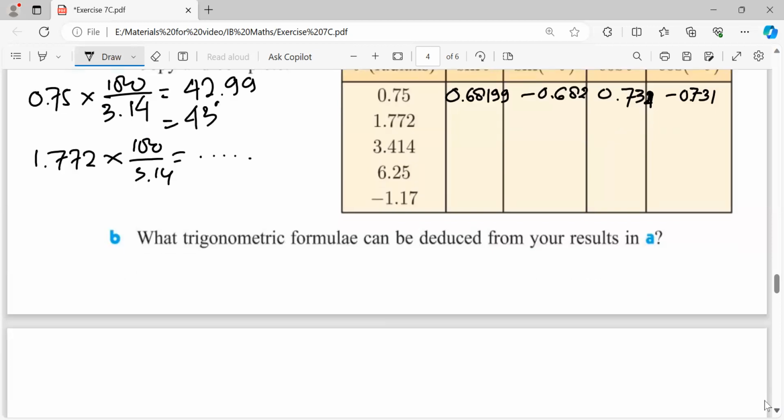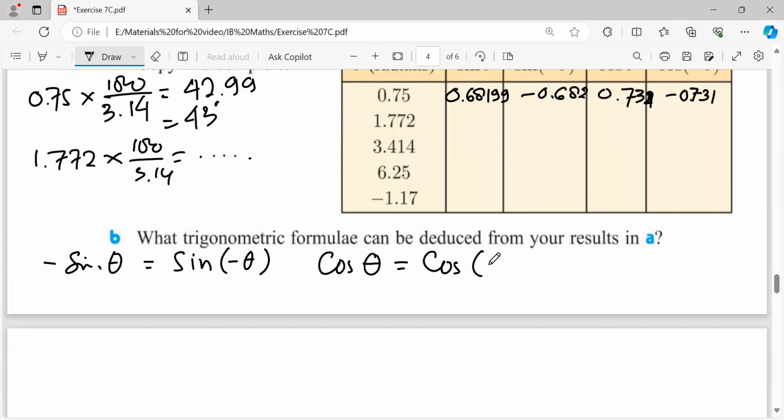What trigonometric formula can be deduced from your result in A? That negative sine theta equals sine of negative theta. Okay. And cosine theta equals cosine of negative theta. Yeah, that's the conclusion.